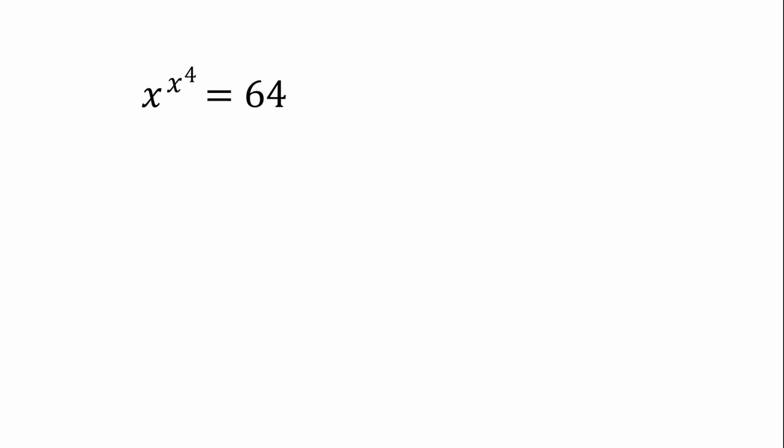Here's the trick. I'm going to raise both sides to the fourth power. That gives us x to the fourth, all raised to the fourth, equals 64 to the fourth. Now this looks messy, but it's actually hiding something beautiful. Remember this exponent rule. A to the m, all raised to the n, equals a to the mn. Or, if you like saying it aloud, a to the m, then to the n, becomes a to the m times n.